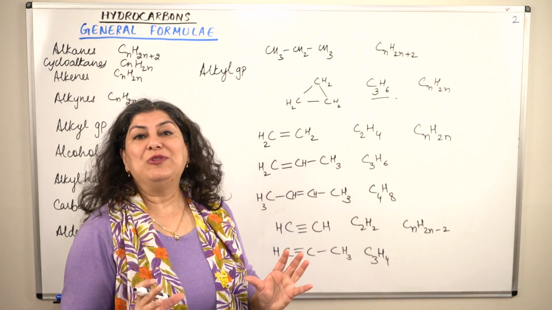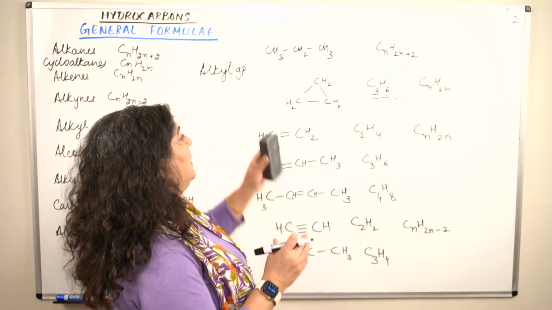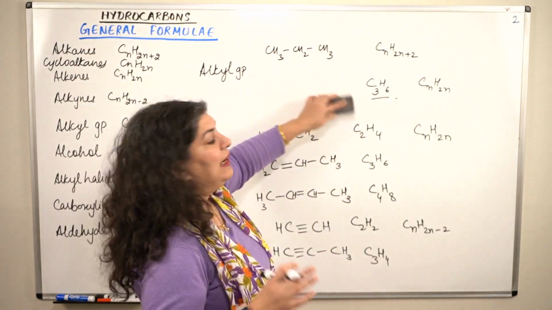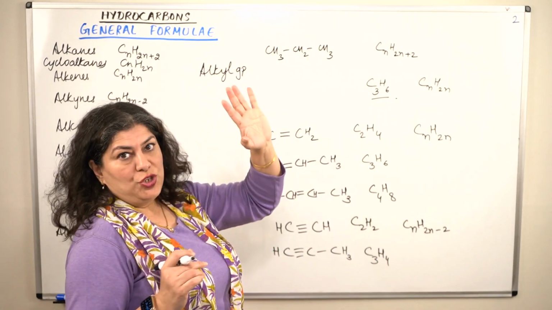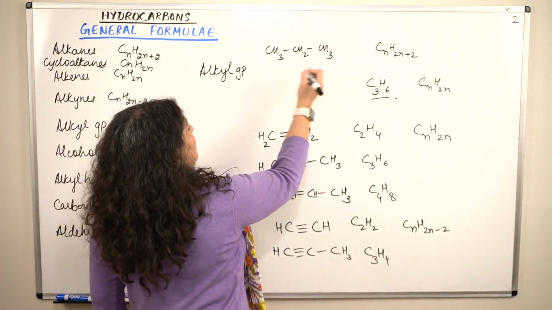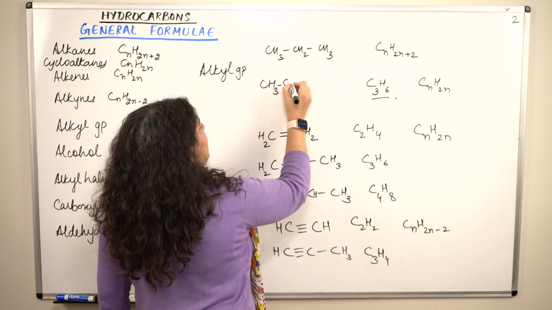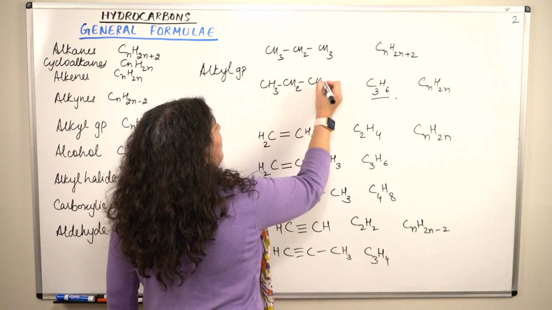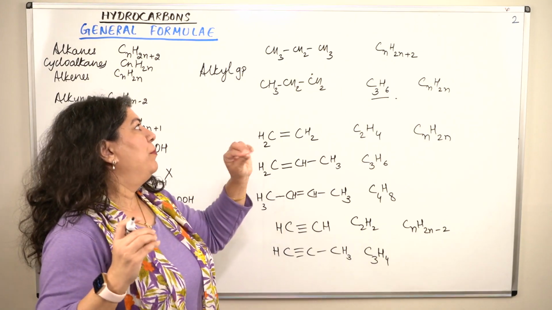For example, let us take this propane, and in propane, alcohols have to be formed. So one of the hydrogens will be lost, and the alkyl group will be formed. Let us say this hydrogen is lost. So we'll have CH3, CH2, CH2, and this carbon is now active. It needs to form a bond.